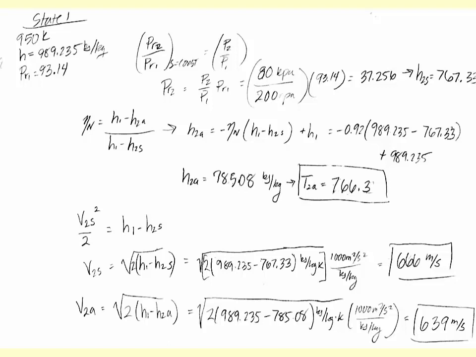Using the nozzle efficiency of 92%, this H1 value is 989.235, H2S is 767.33. Plug those all in, and we find that H2A is 785.08 kilojoules per kilogram, which corresponds to a T2 actual of 766.3 Kelvin.